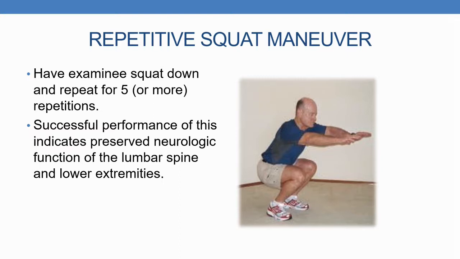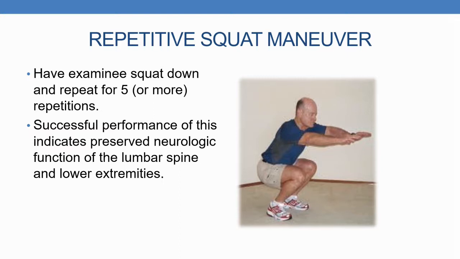So let's think about it. If your examinee is able to complete 5 repetitive squats, what does that indicate? Well, it indicates preserved and intact function of a lot of structures. A lot of structures associated with the lumbar spine, a lot of structures associated with the lower extremities. For example, what would the repetitive squat maneuver tell you about the function of the quadricep muscles? It would tell you that the quadriceps are preserved, correct? What would it tell you about the function of the gastrocnemius muscles? It would tell you that the function is preserved.